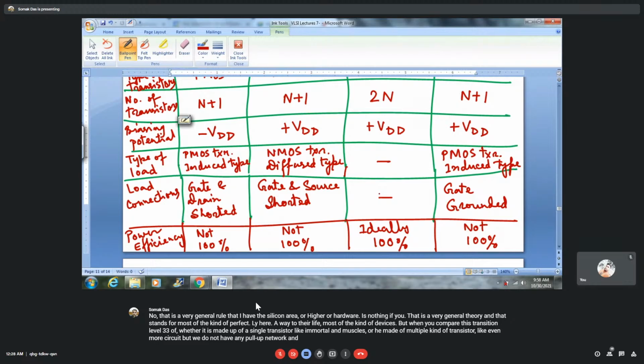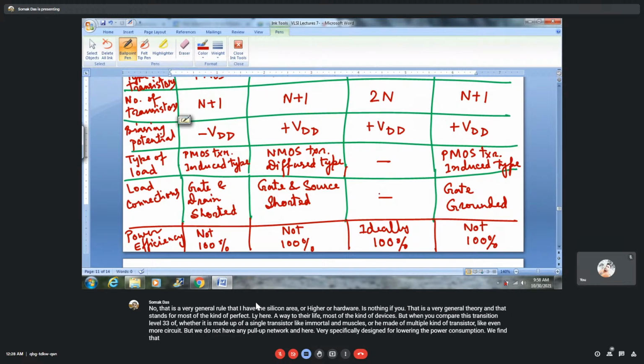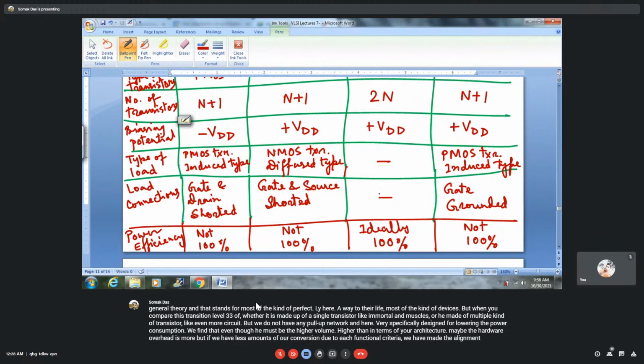Whereas if we compare these three kinds of circuits with the CMOS circuit, very specifically designed for lowering power consumption, we find that even though the CMOS circuit is a higher volume, higher size circuit, where in terms of your architectural concept, maybe the hardware overhead is more, still we have less power consumption due to its functional criteria. We have aligned the transistors in such a pattern that in all circuit operations it will consume no active current from the power supply.